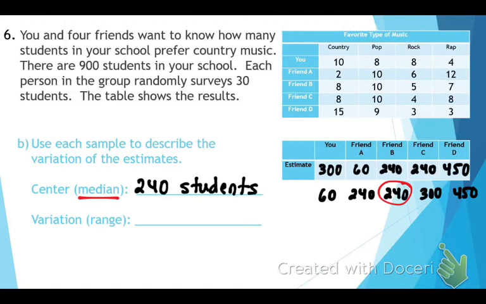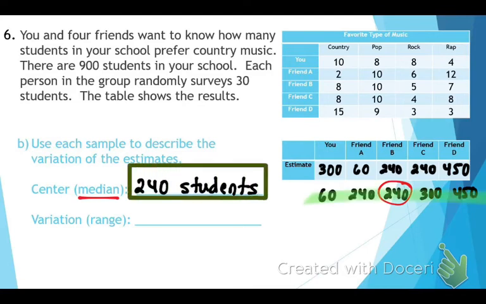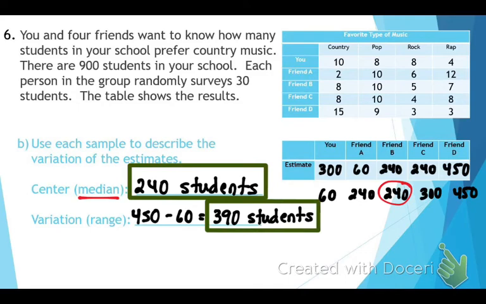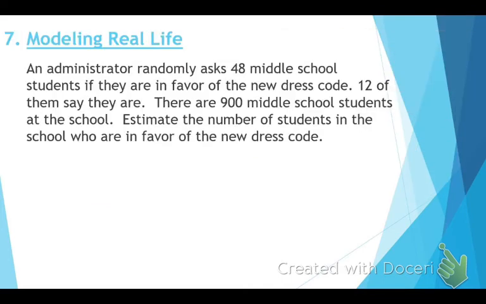Does anybody remember how to find the variation or how to find the range of this data set right here? Justice, what should I do? Subtract the biggest number from the smallest number. So write this down. The biggest number was 450. We're going to subtract the smallest number, which was 60. And Justice, what's that answer? 390 what? Students. Very good. Any questions about how to find the median and the variation? All right, good job.